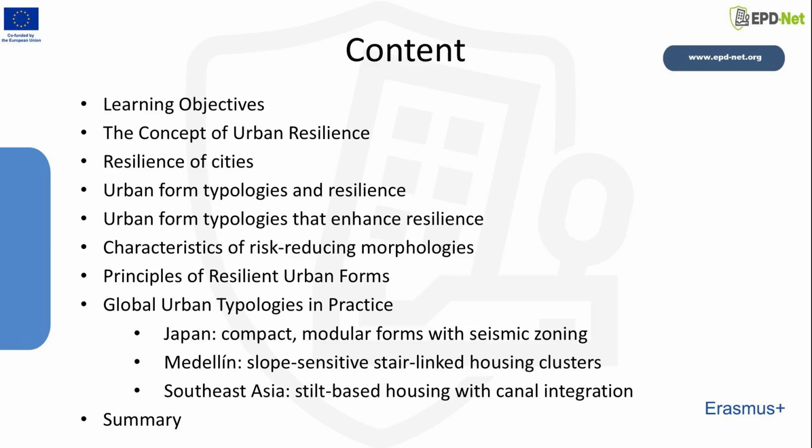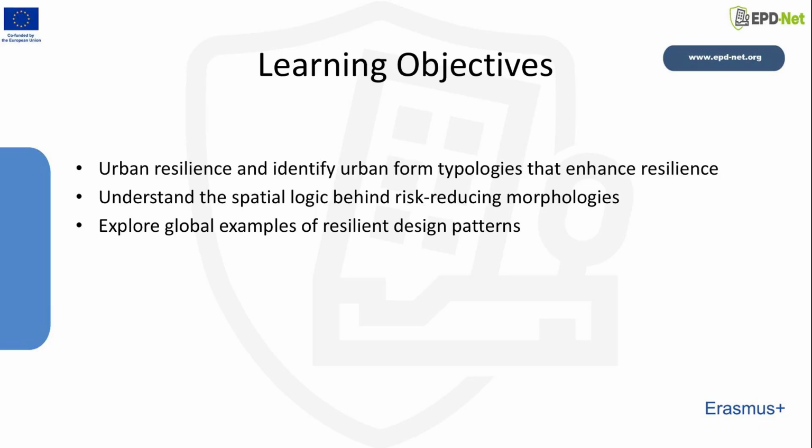In addition, the core principles of resilient urban forms are explained, and selected examples from Japan, Medellin, and Southeast Asia are used to evaluate how these approaches are applied in practice. Understand urban resilience and identify urban form typologies that enhance resilience. Understand the spatial logic behind risk-reducing morphologies. Explore global examples of resilient design patterns.